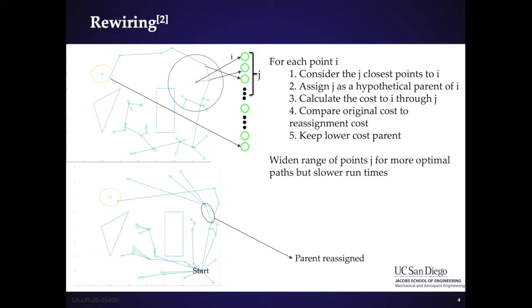Once each node j within the range is checked as a parent for I, the next node I is scrutinized in the same way. Increasing the range to check increases the optimality of paths, but comes at a cost of increased computation time. As you can see in this pair of figures, each node in the rewired tree on the bottom takes a more direct path to the start.